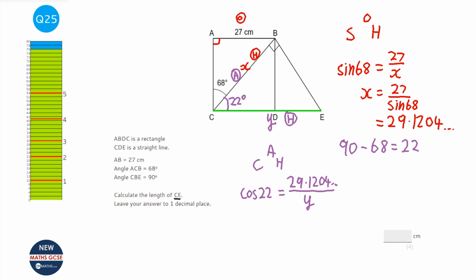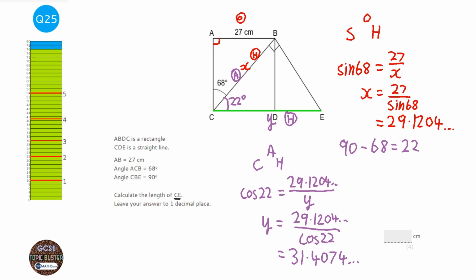So again, I'm going to times both sides by y and divide both sides by cos 22. So y equals 29.1204 blah blah blah over cos 22. Now I kept that in my calculator, so I can just press divided by cos 22. Press equals, and it's 31.4074 blah blah blah. And it says it wants the answer to one decimal place, so it's going to be 31.4.